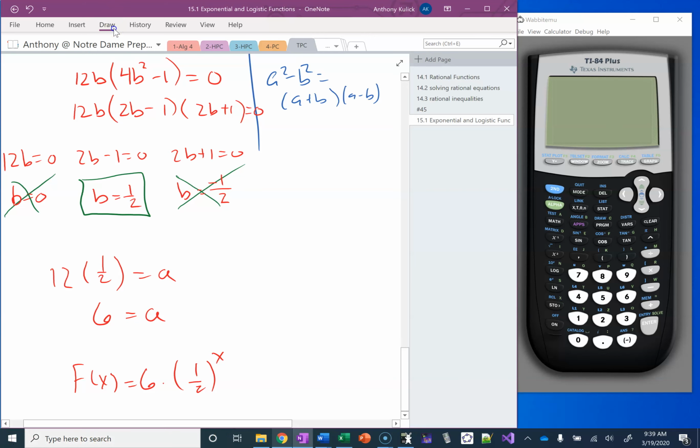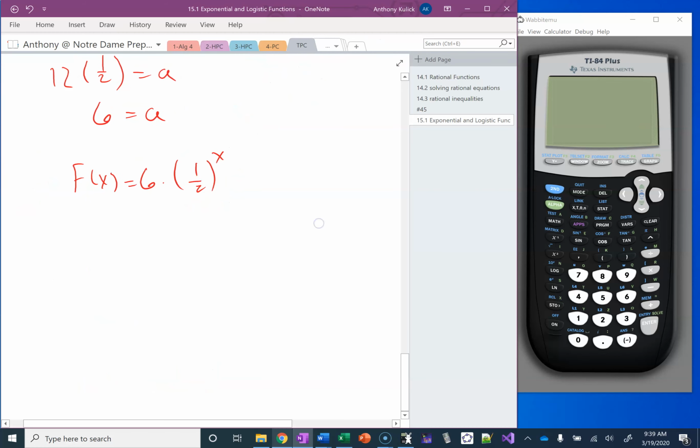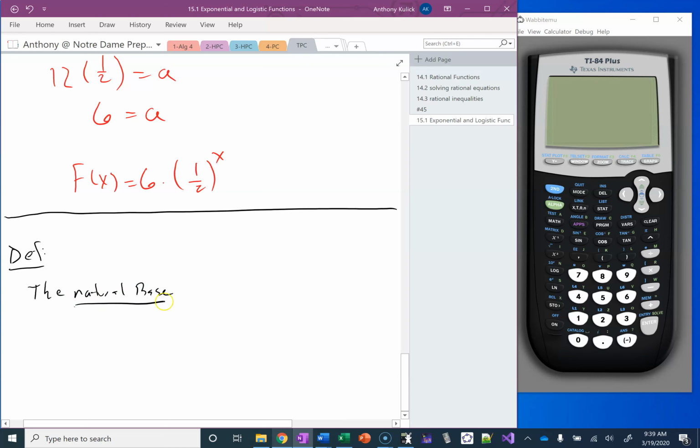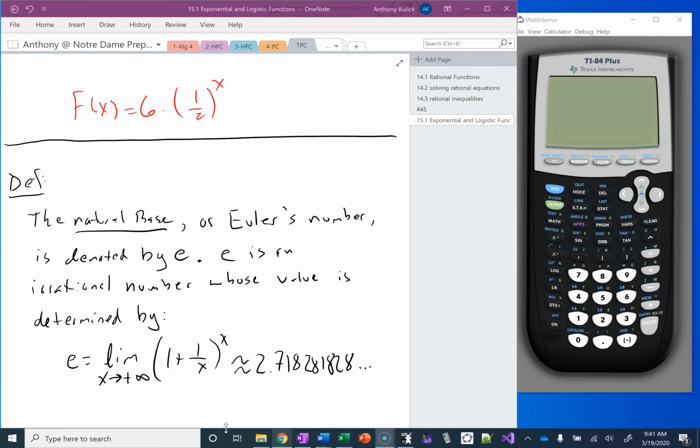Next up, we're going to be talking about a special base for our exponential functions. That special base is called the natural base, or sometimes called Euler's number. Euler was a French mathematician, I think, that kind of developed this concept.